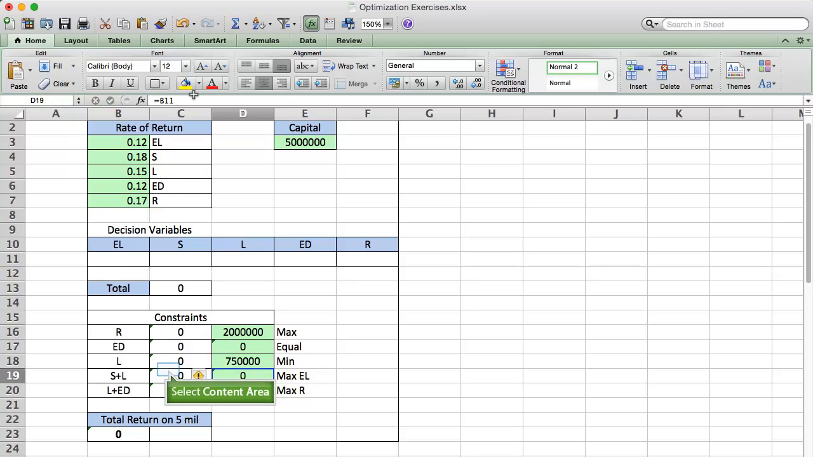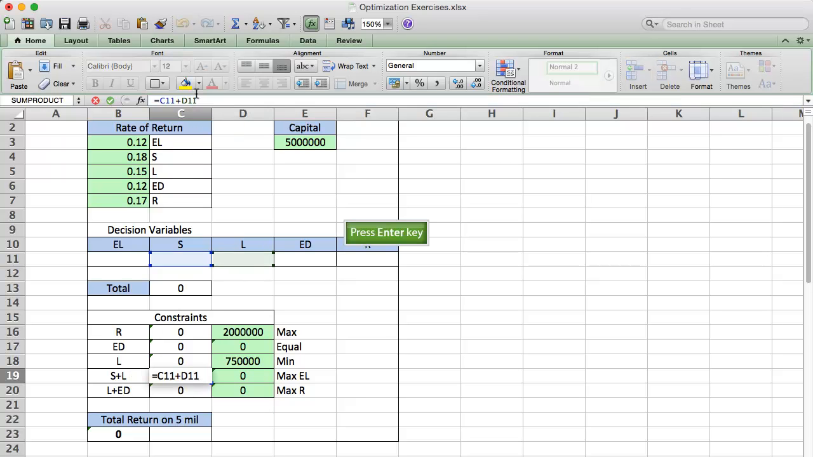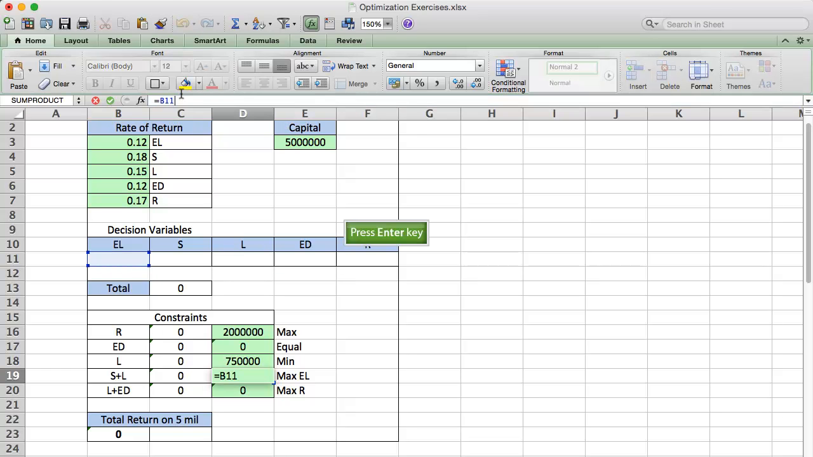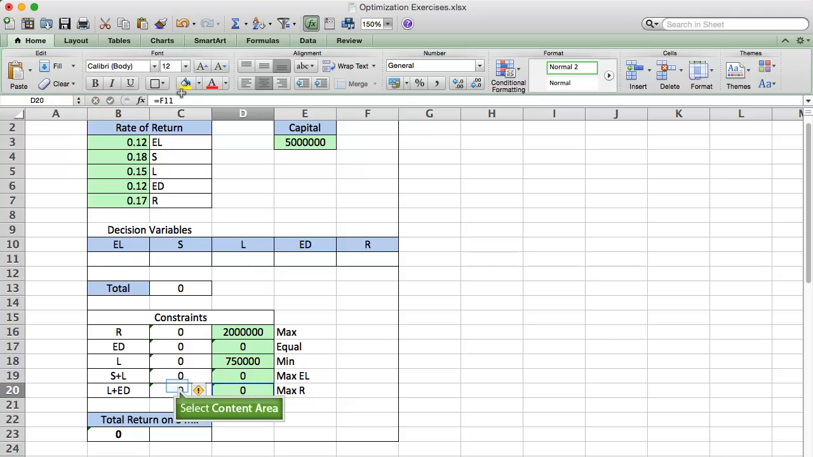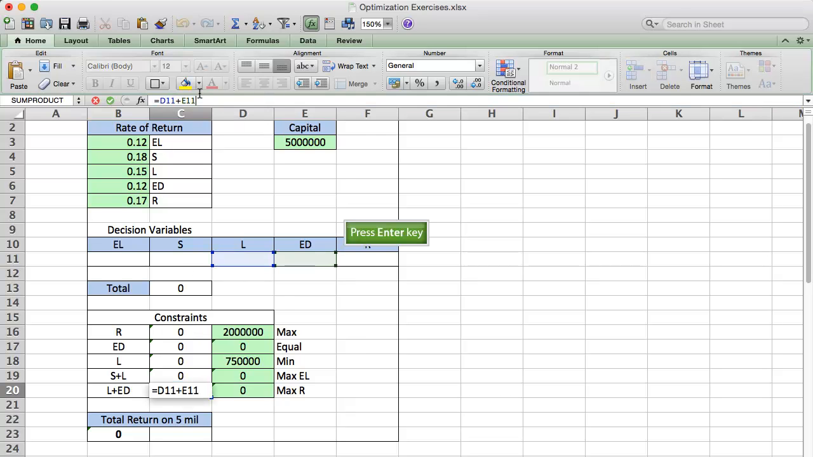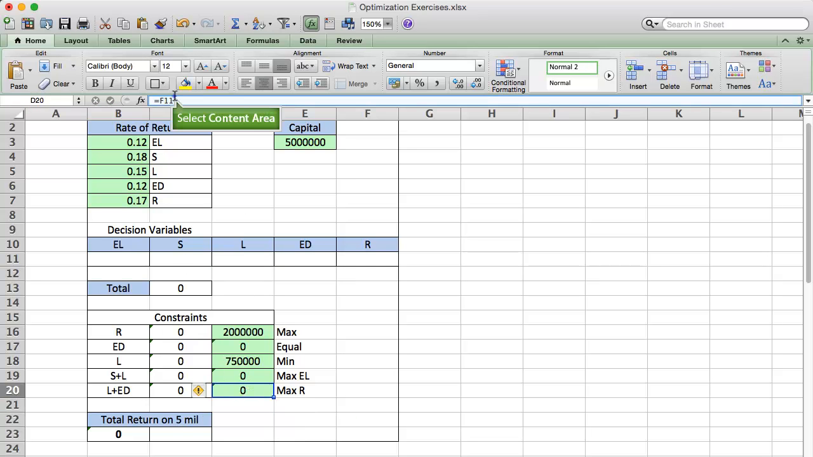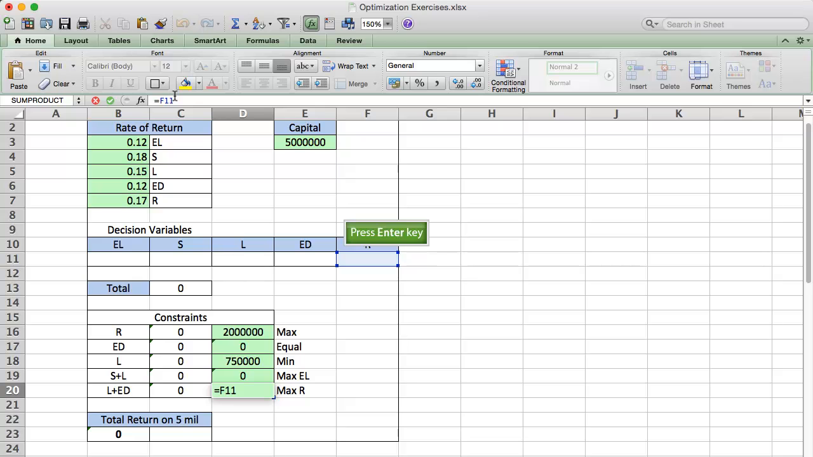2 more. Software plus logistics, or C11 plus D11, can be no more than what we invest in electronics. So this is going to be a max constraint, less than or equal to the amount that goes into electronics. And we have the same type of constraint here. Logistics plus education, or D11 plus E11, we want to be less than or equal to retail. So this also will be a max constraint.